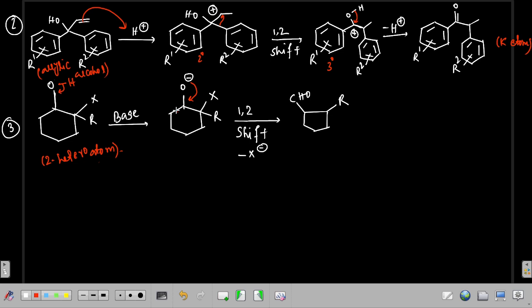There will be a 1,2 shift, like this bond will shift from here to here and it leads to the removal of this halide or heteroatom. So it leads to the formation of cyclopentane, which is a ring contracted product. So it undergoes ring contraction. This is CHO and here R. So this is aldehyde. So it forms aldehyde here.